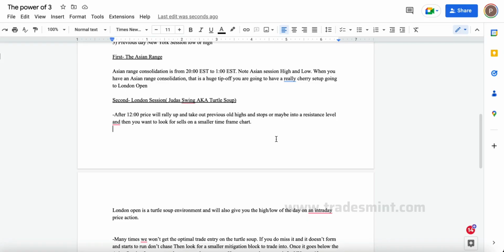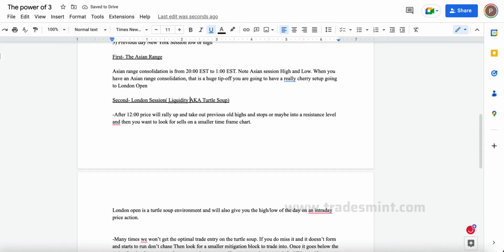So what happens next is we do know that during London session, it is a prime time to be looking at liquidity grabs, turtle soup, Judas swing. They all mean the same thing, but they're just said in different terms. So let's just use liquidity grab because that's the simplest. So we know that London session is prime time for liquidity grabs.